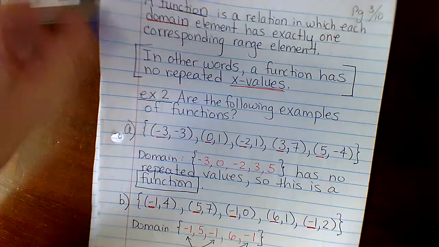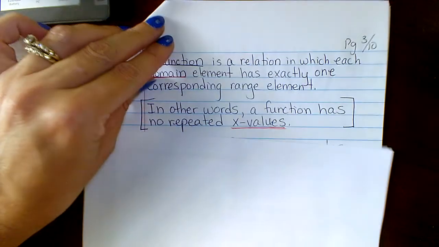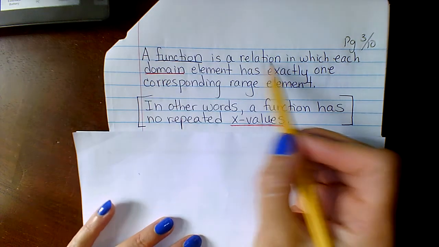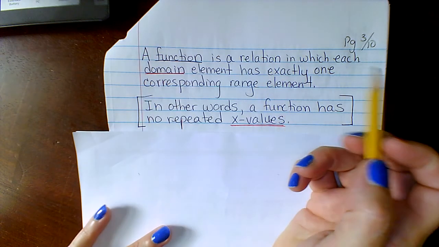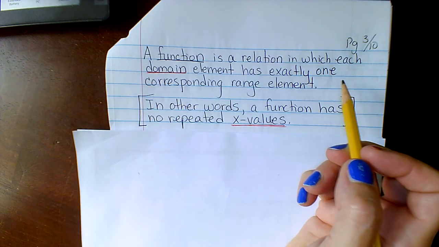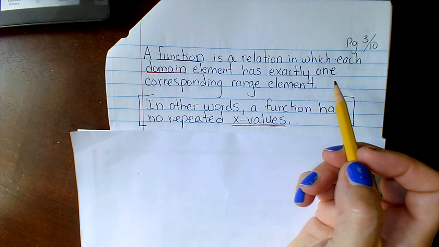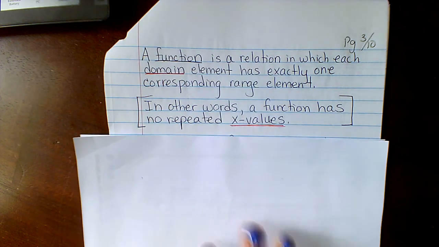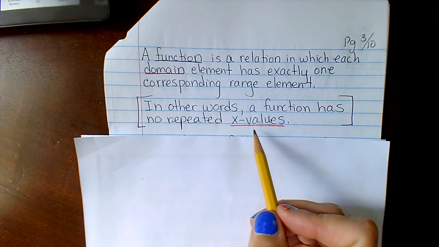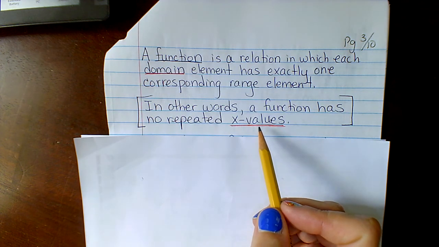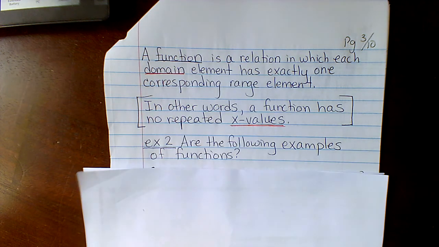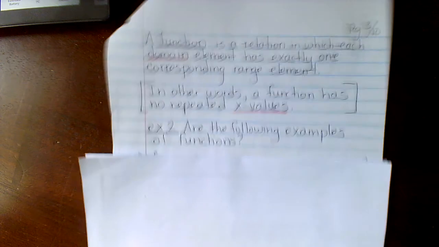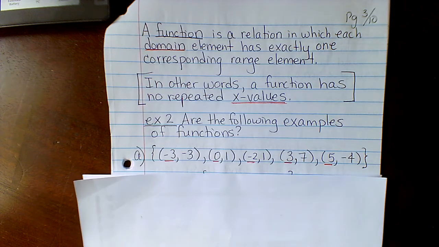Now we can define what it means to be a function. A function is just a set of points, that's a relation, in which each domain element has exactly one corresponding range element. Another, simpler way of saying this is that a function has no repeated x values.